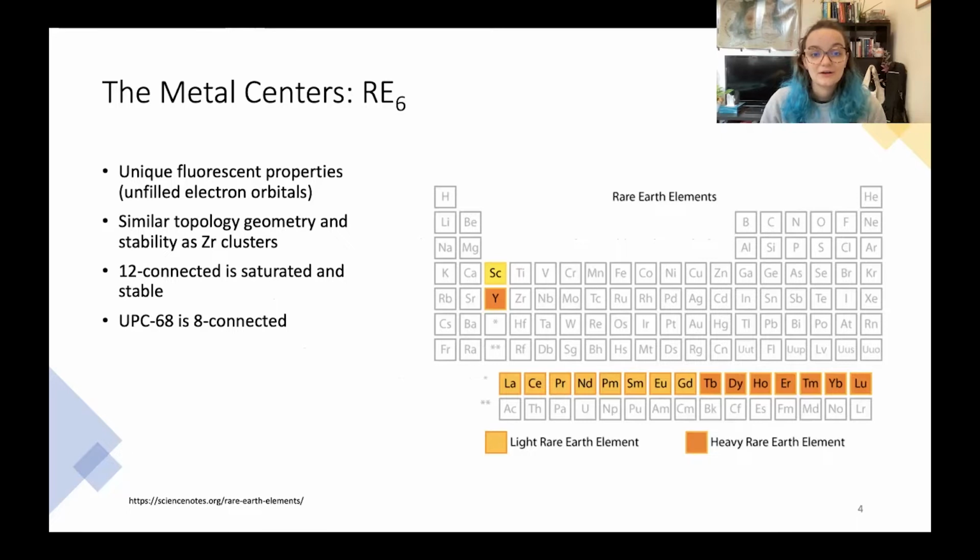So what are the rare earth centers used? The rare earth elements, I should say, are actually at the bottom of the periodic table, often known as lanthanides. In this case, they have unique fluorescent properties because of the unfilled electron orbitals. They also have very similar geometries to zirconium clusters, which are very commonly used for very stable types of MOFs. Usually in zirconium clusters, we use 12 connected centers, which are very saturated and stable. But in the case of my MOF, we use 8 connected, which means that they are not saturated and are thus a lot more unstable.